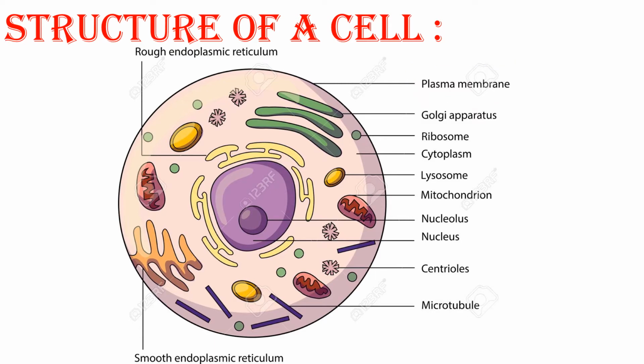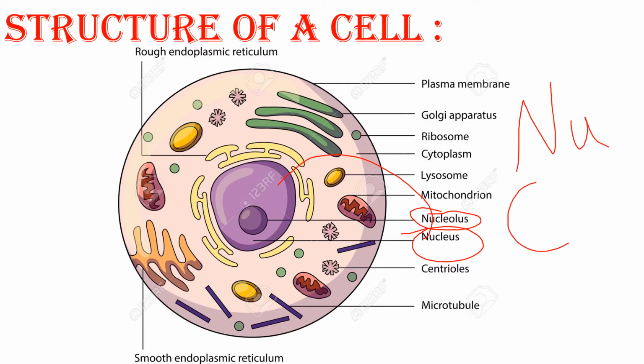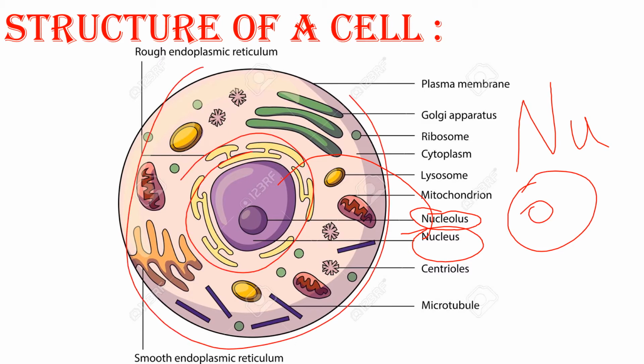So let's move on to the next one, that is the nucleolus. You all know what the nucleus is. The nucleus is in the center of the cell, and the nucleolus is in the center of the nucleus. In the center of the cell is the nucleus, and in the center of the nucleus is the nucleolus. I think you might have understood. So let's see the next one.